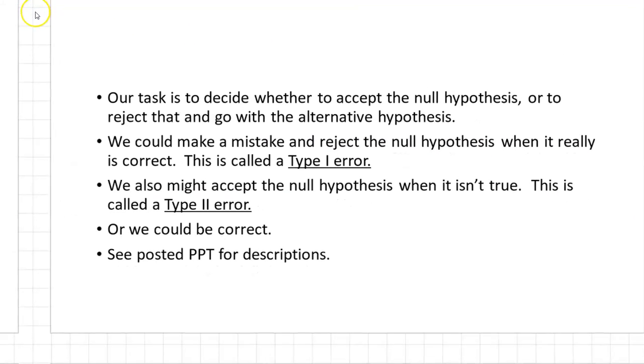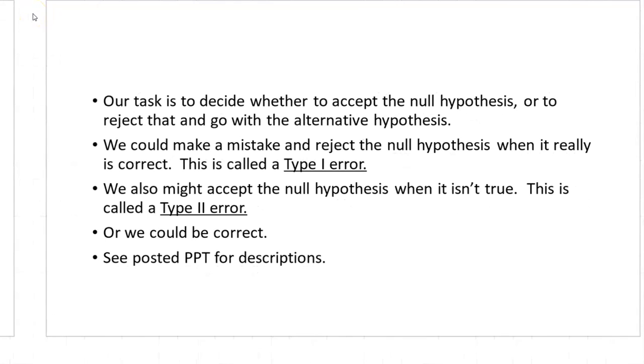All right, so there could be errors associated with this, and I'm going to put the PowerPoint up for all of Chapter 9, and you can take a look at some of the different types of errors. But the two main types of errors that we can make are this. We can reject the null hypothesis when it really is correct, and we call that a type 1 error. Or we could accept the null hypothesis when it isn't true, and that's a type 2 error. Or of course we could be correct, right? We could reject the null hypothesis when it should be rejected, or accept it when it should be accepted.